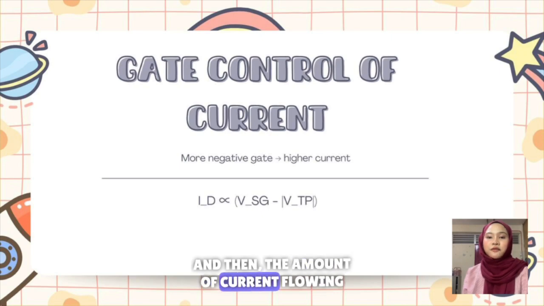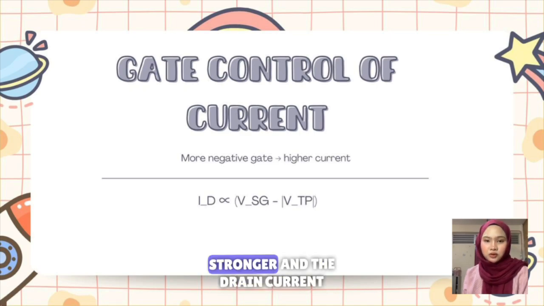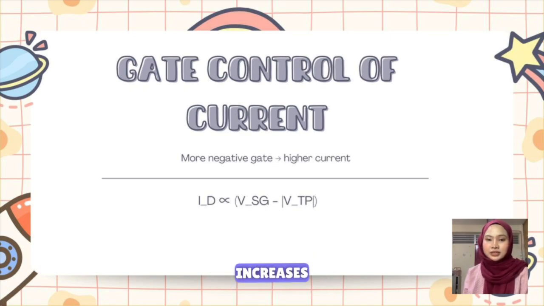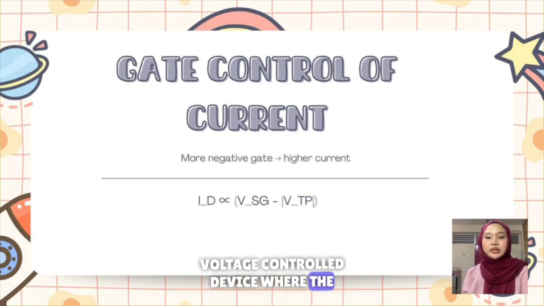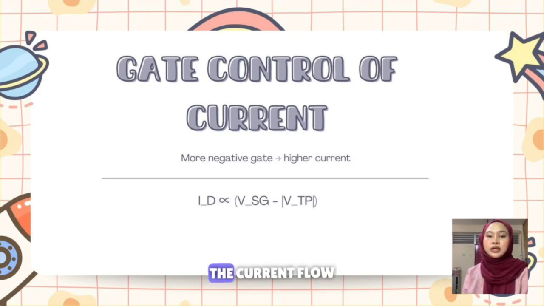And then the amount of current flowing through the PMOS depends on the gate voltage. As the gate voltage becomes more negative, the channel becomes stronger and the drain current increases. So this shows that the PMOS is a voltage controlled device where the gate voltage directly controls the current flow.